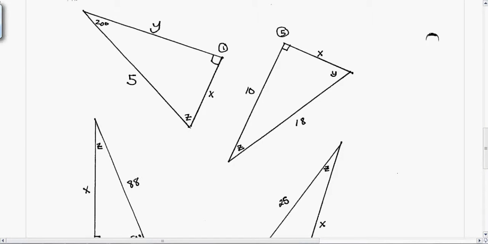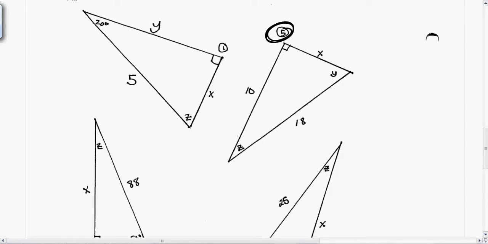In this video, we're going to look at finding missing angles of a right triangle. So it's going to take a little bit more work to find the angles in this case than it did in our last video because we had one of the angles already. I'm going to do number 5.